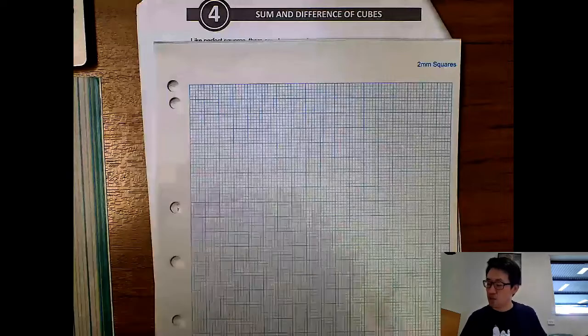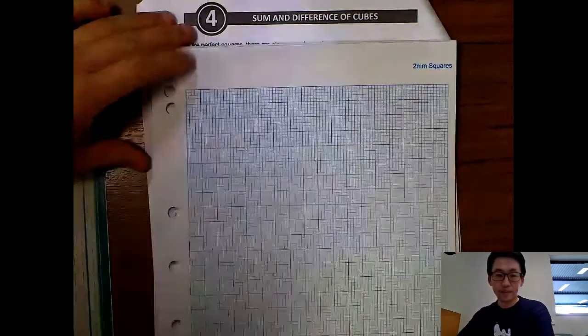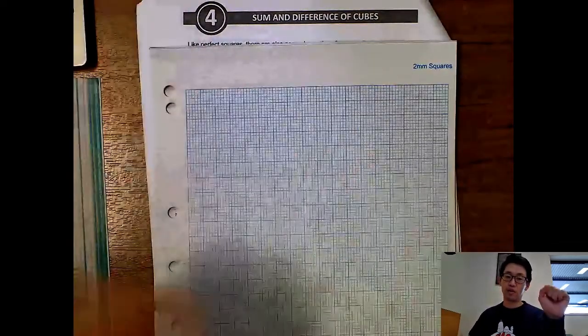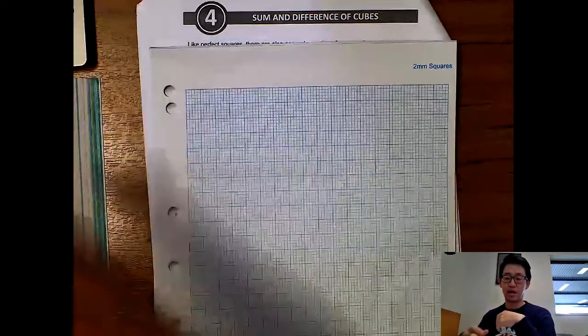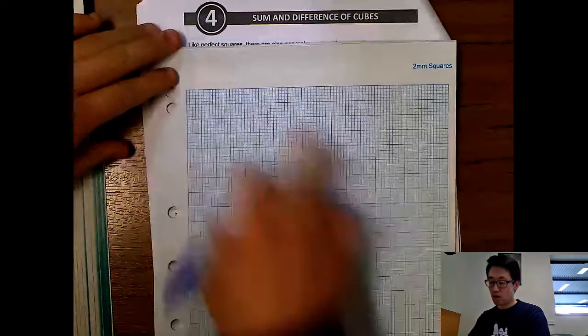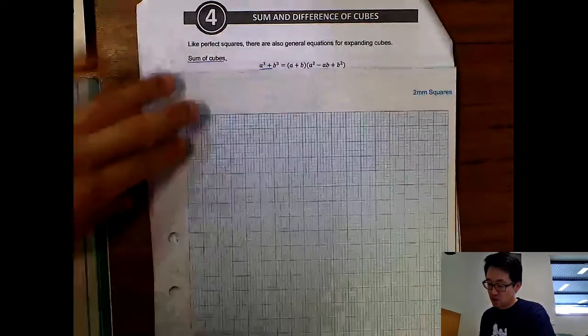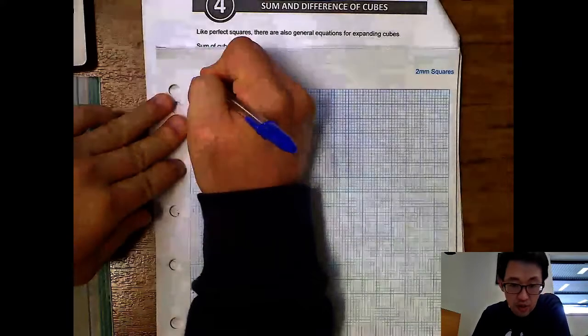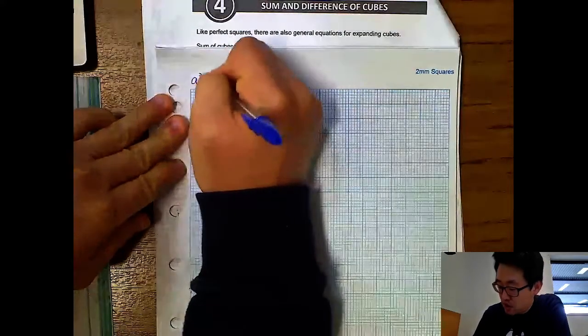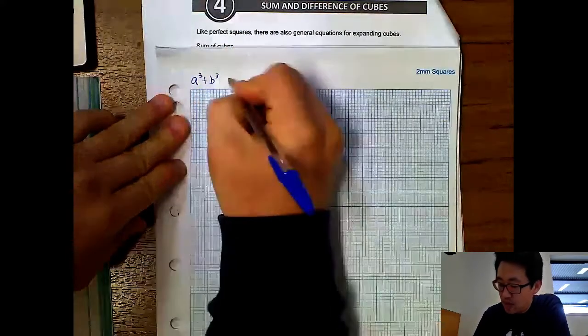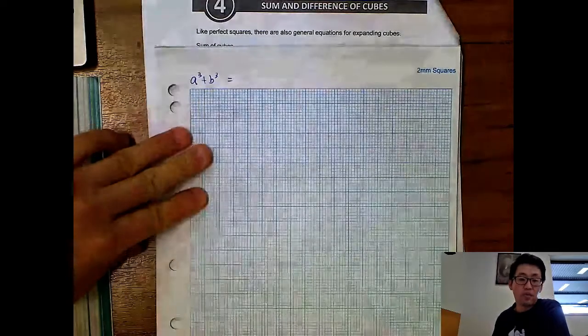This is one special case for cubics, when you have cubic plus cubic or cubic minus cubic form. They even gave the name sum and difference of cubes. Basically what they're talking about is a cube plus b cube. If we have that, we have a formula.